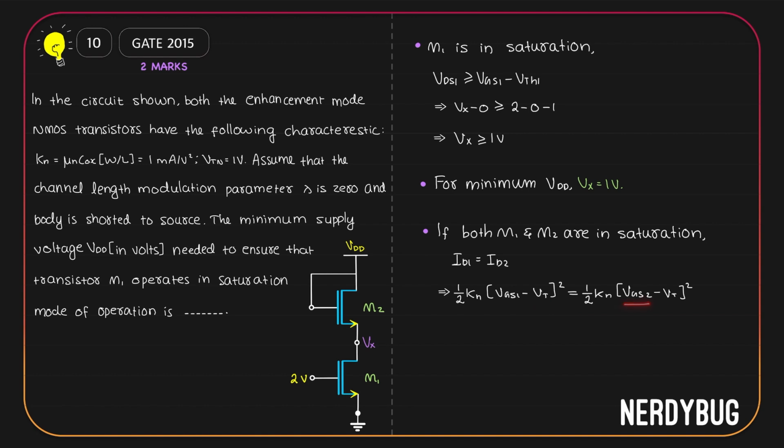What is VGS2? M2 has a gate voltage that is equal to VDD. Its source voltage is Vx. So VGS2 is VDD minus Vx. Again we have Vt, which is 1 volt. So giving the values, this is what we get. Now for minimum VDD, Vx has to be 1 volt. So over here, Vx can be replaced with 1 volt, and that gives us the minimum value of VDD required for both transistors to be in saturation, and it is 3 volt.